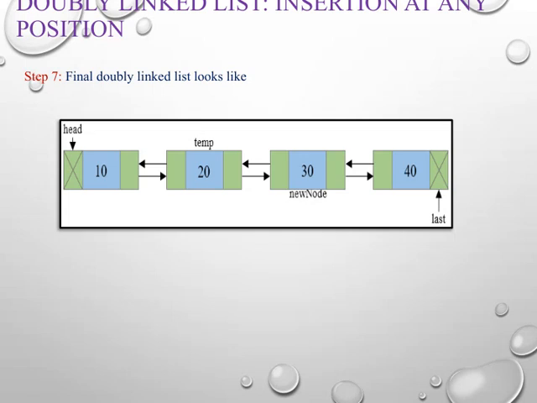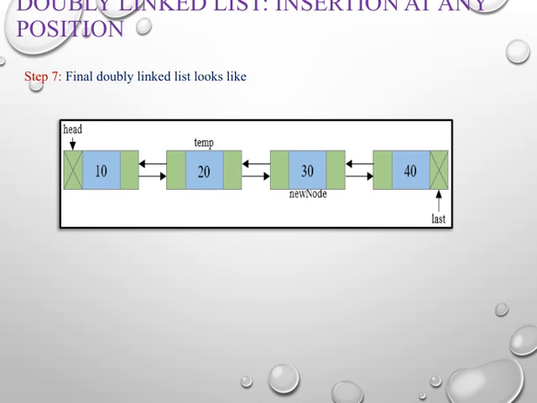All right, so here we are at the final step, and as you can see, the doubly linked list now looks complete. What we've done is inserted the new node at the desired position, and as a result, the list has been correctly updated with all the previous connections maintained. This final structure shows how flexible and powerful the doubly linked list can be, especially when inserting at any position.